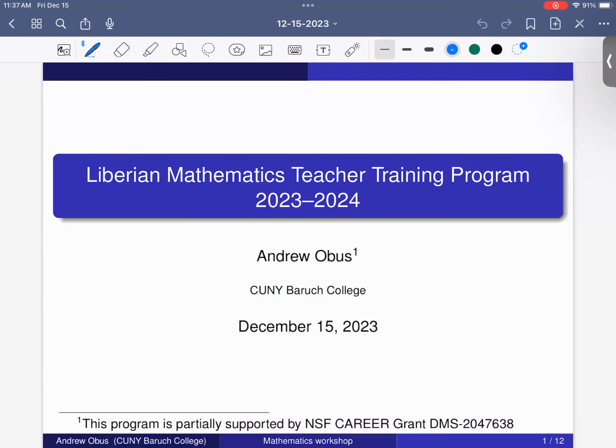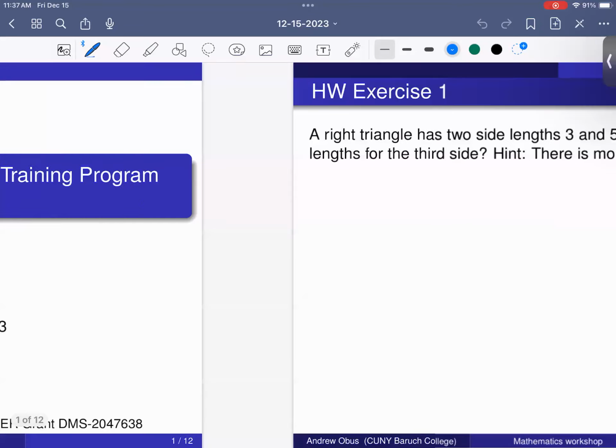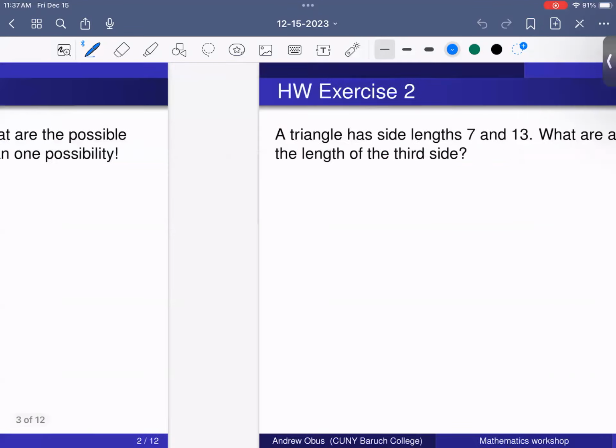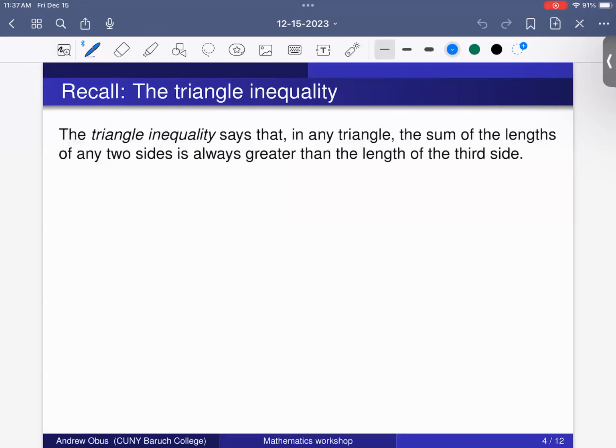If you remember last week, we spent some time talking about triangles, and we're going to do a little bit more about triangles today, and we'll probably move on after this week to talk about other things. But before we do the homework exercises, I just want to recall these couple of ideas that we talked about last time.